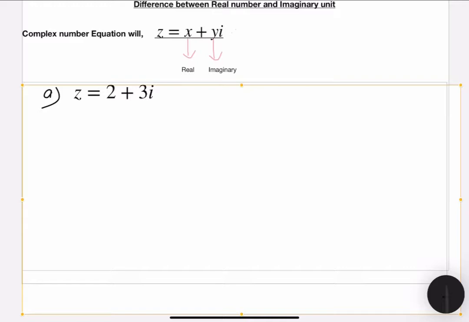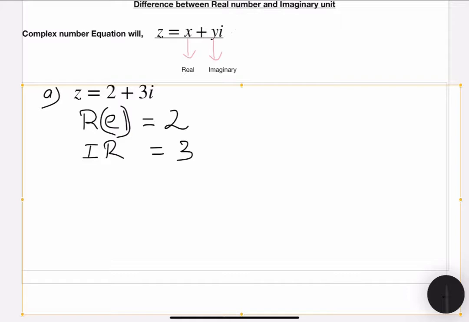Let's begin with the first question, where a is z equals 2 plus 3i. We have to state what is a real number and what is an imaginary unit. As we know, x is a real number in this equation, where 2 is written as the real number. So the real number is equal to 2, and the imaginary unit is equal to 3, which is written instead of y. So we have stated the imaginary unit and the real number.